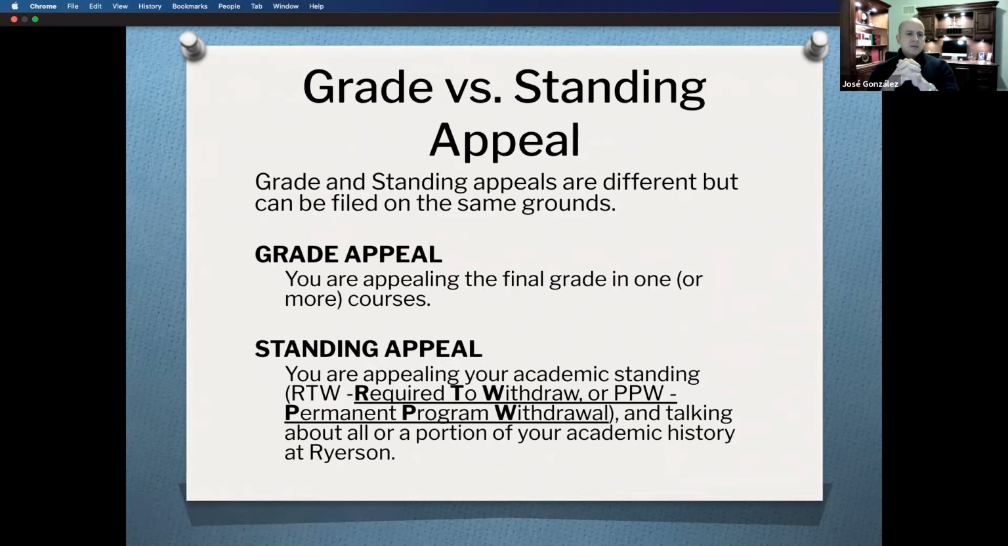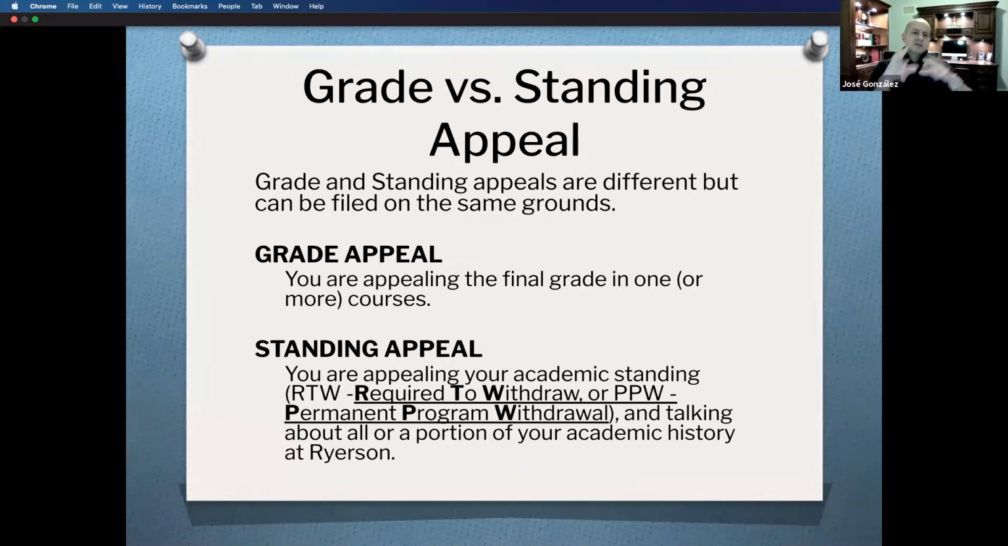The standing appeal is more about overall what happened with your academic standing, either if you are RTW or PPW. So that's what we always recommend: when you file, if you have issues with your standing, just file the grade appeal. We will talk more about that.